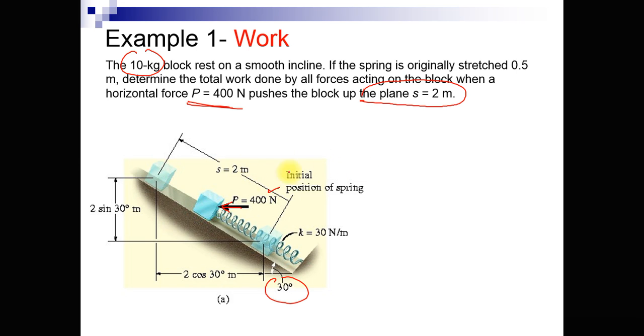But before the pushing, the spring has actually already been stretched by 0.5 meter. So before the 400 Newton external force is applied to the block, which is attached to the spring, the spring is in an original stretched position of about 0.5 meter.